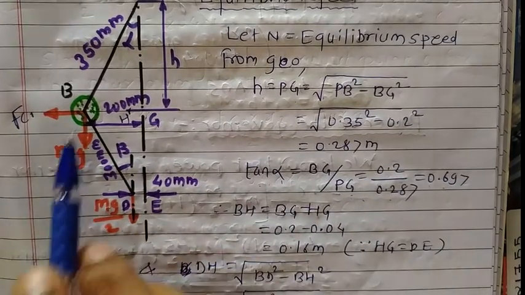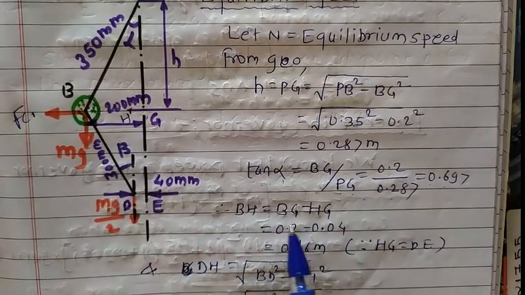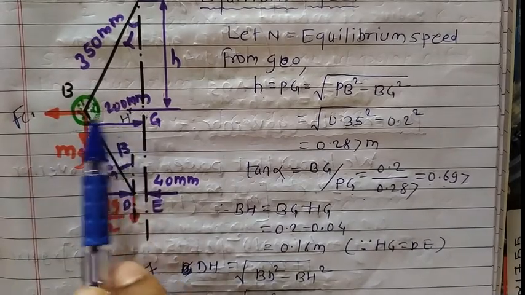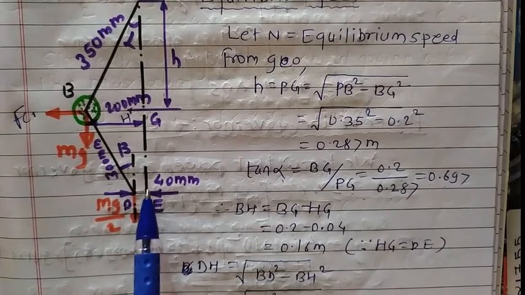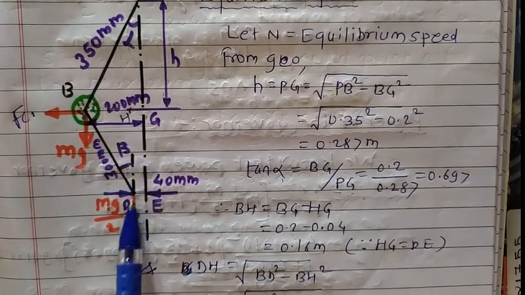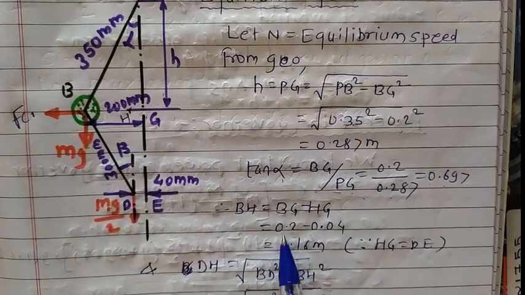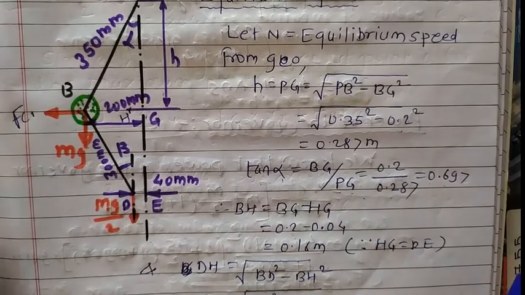From geometry once again, what about this point? Indicate the H point. Here BH is nothing but the total distance, which is 200. What about this one? 40. So the total distance 200 minus this 40 is nothing but this distance BH. So 0.2 minus 0.04 equals 0.16 meter.